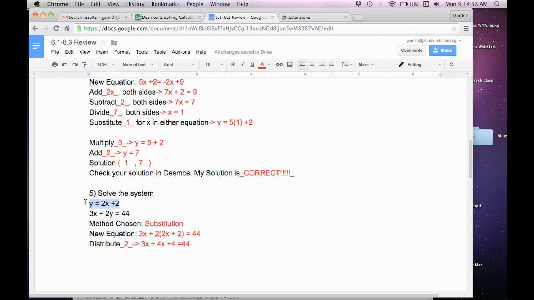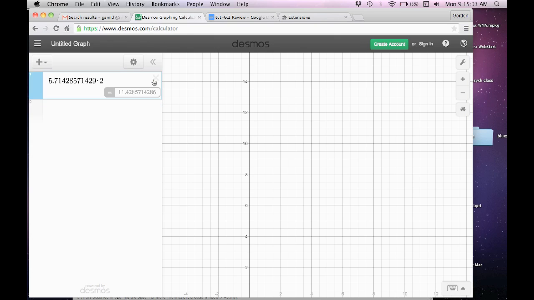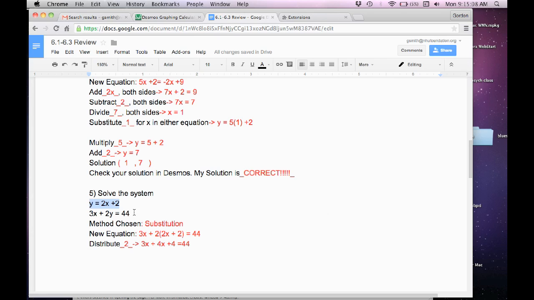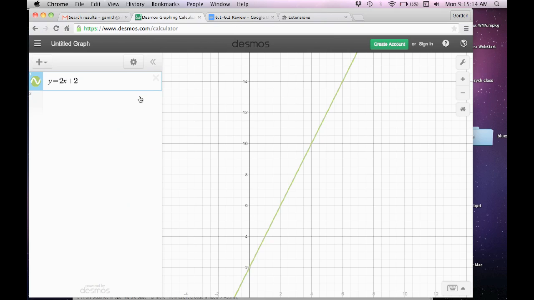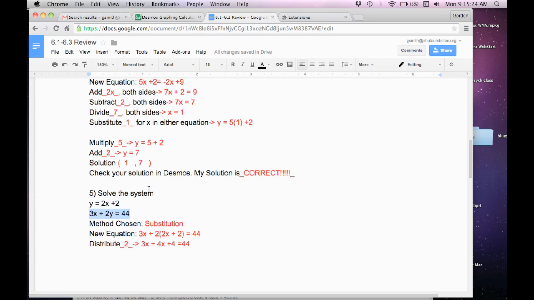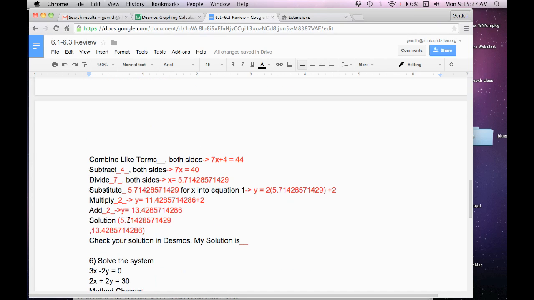So here's our first equation for Desmos. You don't need to be there anymore. And then our second equation for Desmos. And the equations cross at 5.714 and 13.429. I'm feeling good. I'm feeling really good. Good job. Check it out. It's correct. Again. That's a winning streak right there. All right.